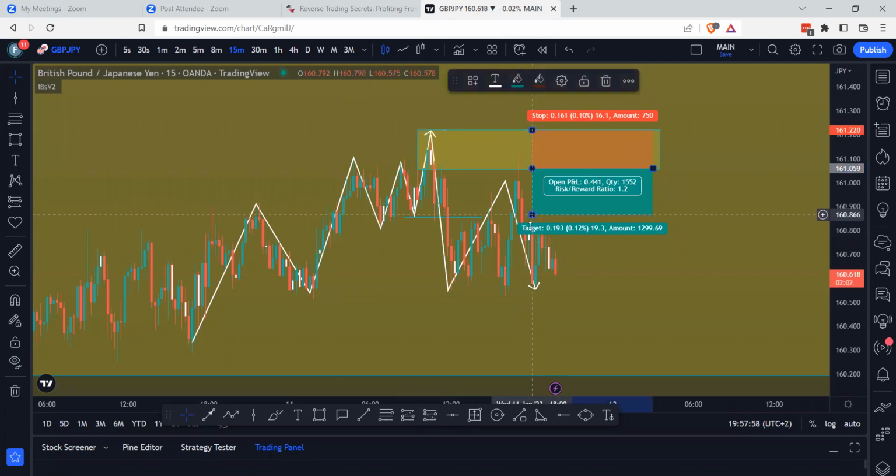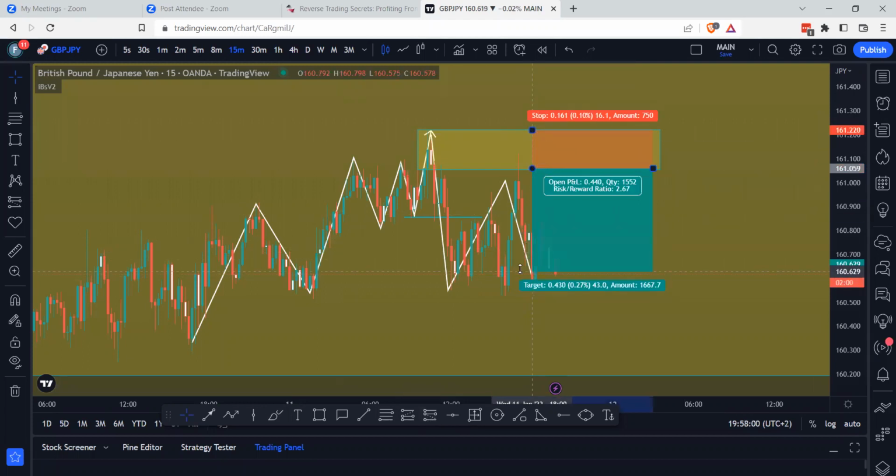Right now, this trade is in profit of almost 1 to 3 risk to reward. So if you're risking 1% on a trade, you should probably be in 3% profit right now.